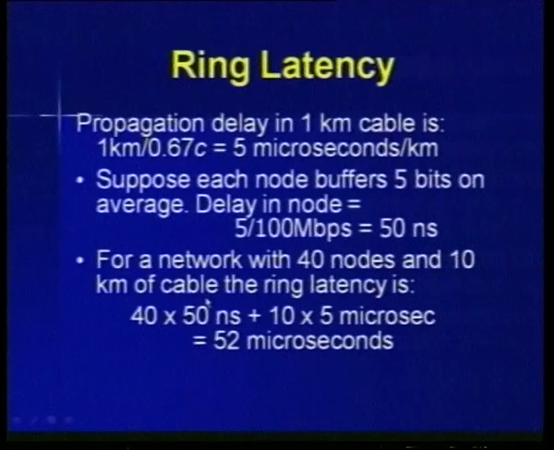Now, for a network with 40 nodes and 10 kilometers of cable, let us look at what the ring latency will be. It will be equal to 40 into 50 nanoseconds. Why does this come about? There are 40 nodes, and each node is introducing a delay of 50 nanoseconds. So, 40 into 50 nanoseconds is the delay introduced by the nodes, plus the actual ring latency that is due to the length of the cable. Length of the cable we said is 10 kilometers. Per kilometer you are getting a 5 microsecond delay. So, you have 10 into 5 microseconds, 50 microseconds, plus 40 into 50 nanoseconds. So, it works out to about 52 microseconds. So, you have a 52 microsecond ring latency for a 10 kilometer ring.